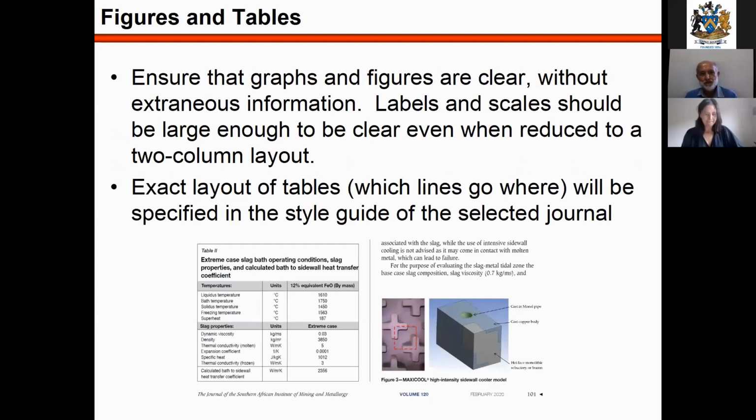Figures and tables are very useful for summarizing information, and it's important to ensure that graphs and figures are clear without extraneous information. Labels and scales should be large enough to be clear, even when the diagrams are reduced to a 2-column smaller layout. The exact layout of tables, in other words, which lines go where, will be specified in the style guide of the selected journal.